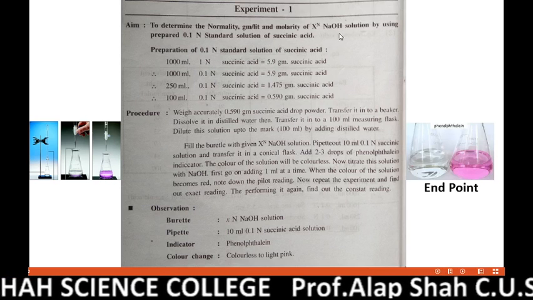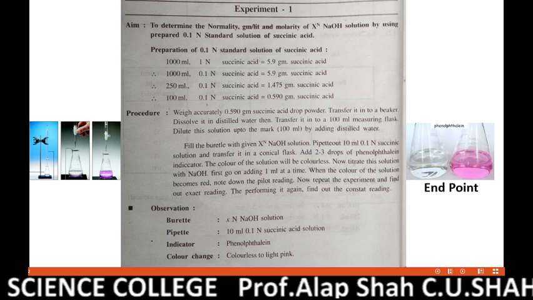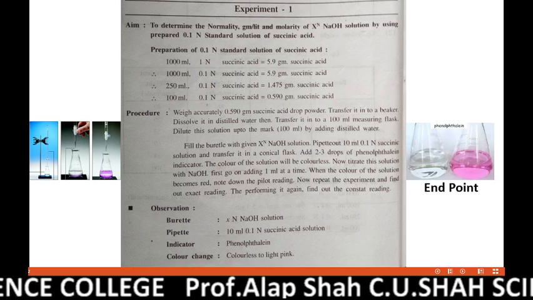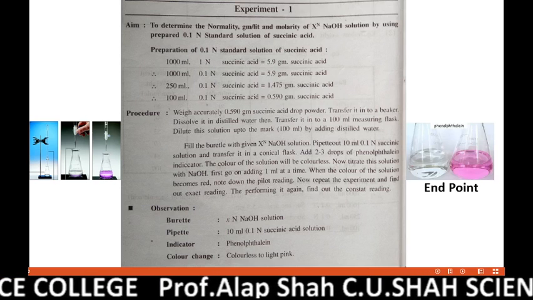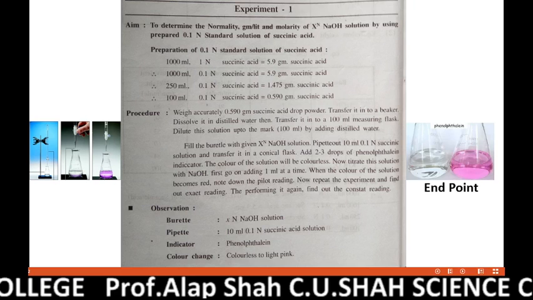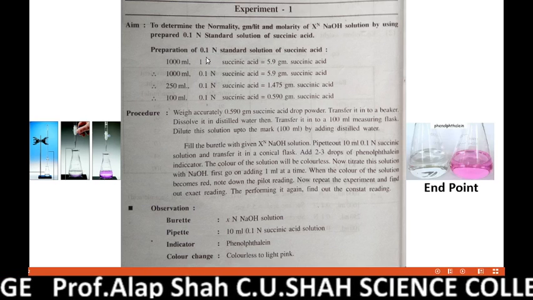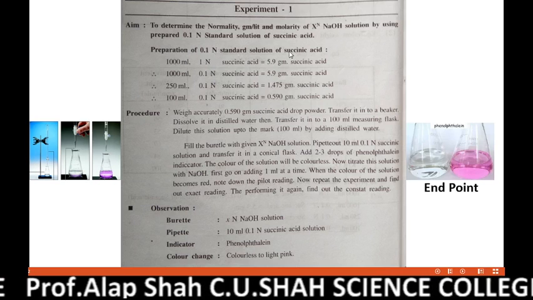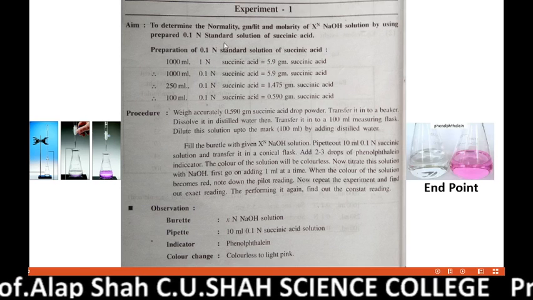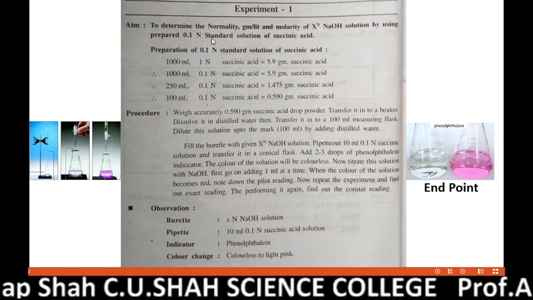There are many types of titrations. This particular titration is called an acid base titration as it is between succinic acid and sodium hydroxide. Already I have discussed the preparation of the standard solution. So let me advise you, if you are directly watching part 2, you had better watch part 1 first.